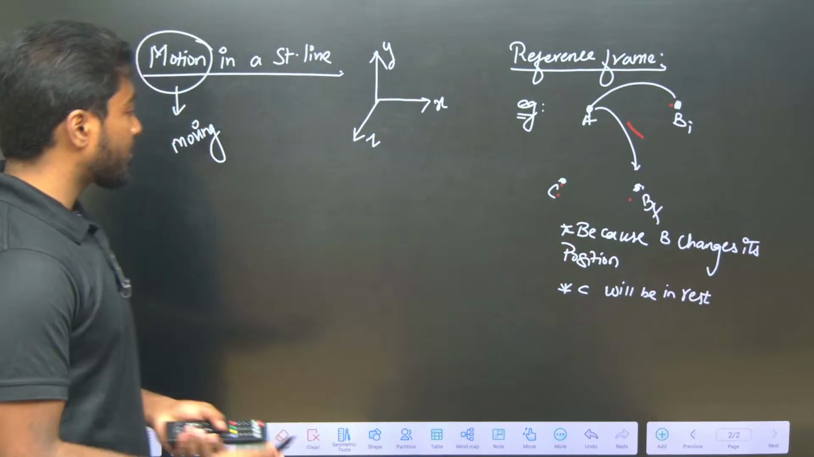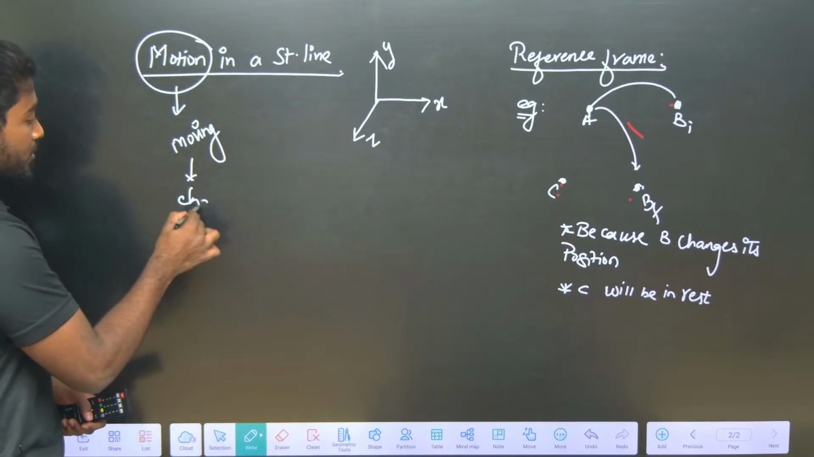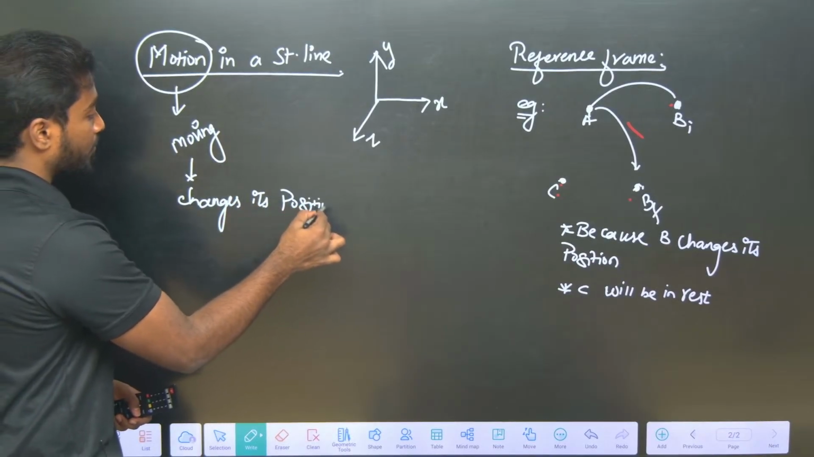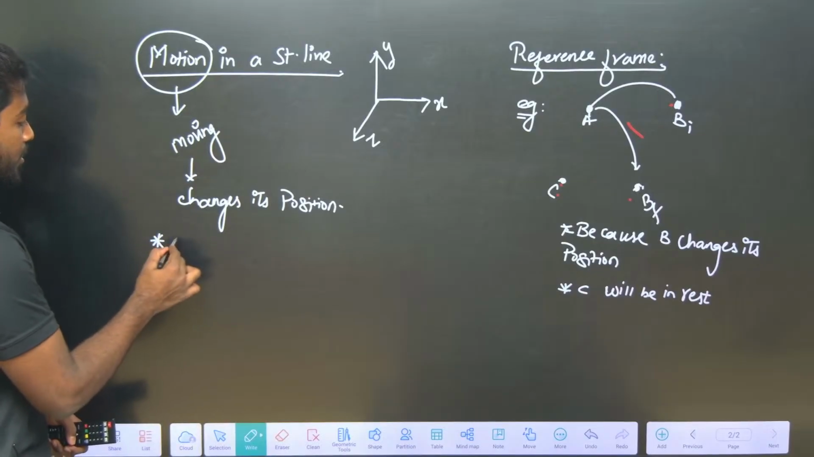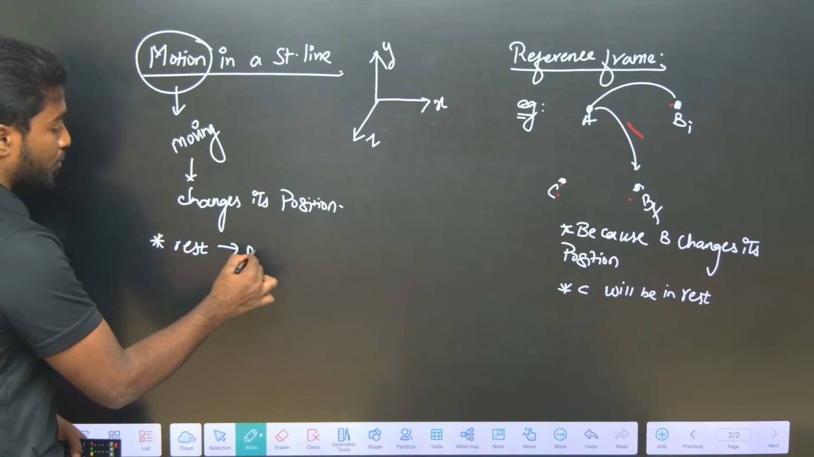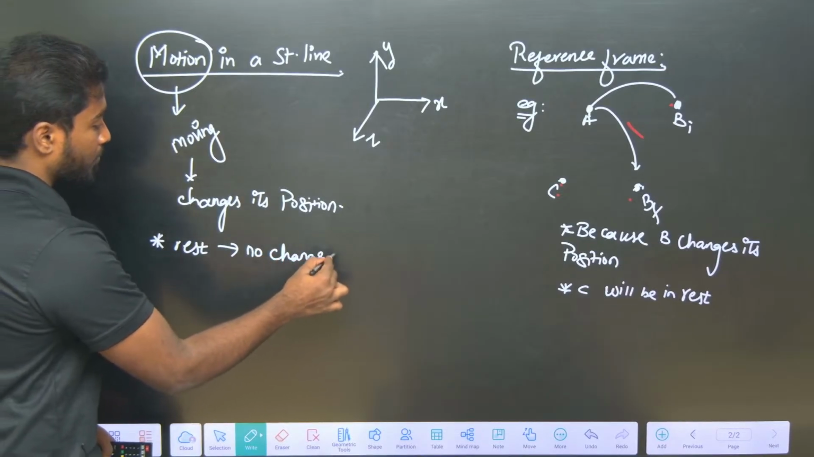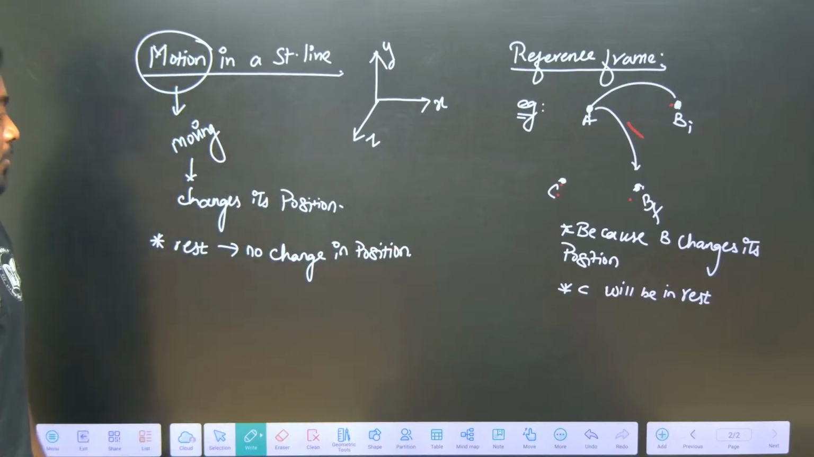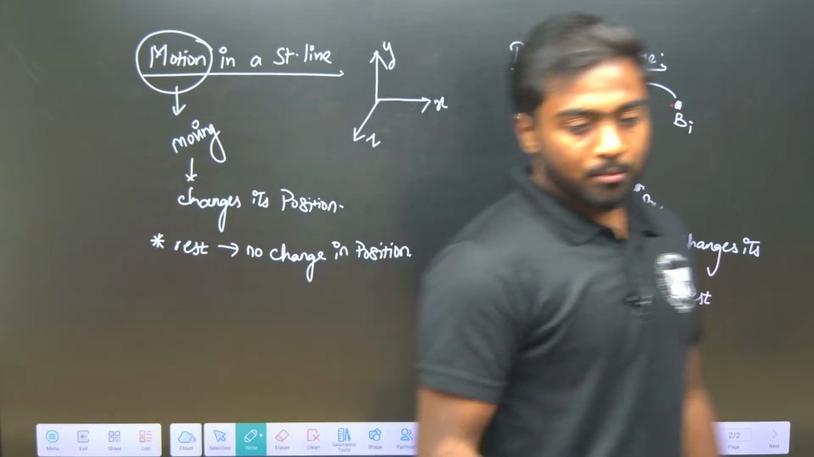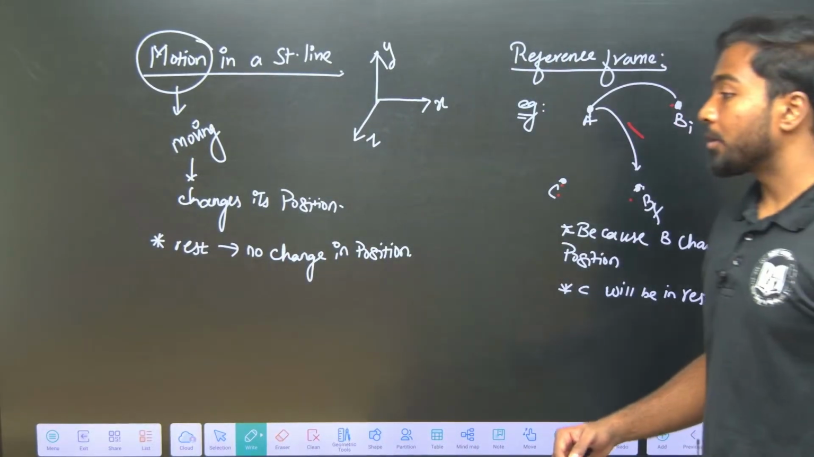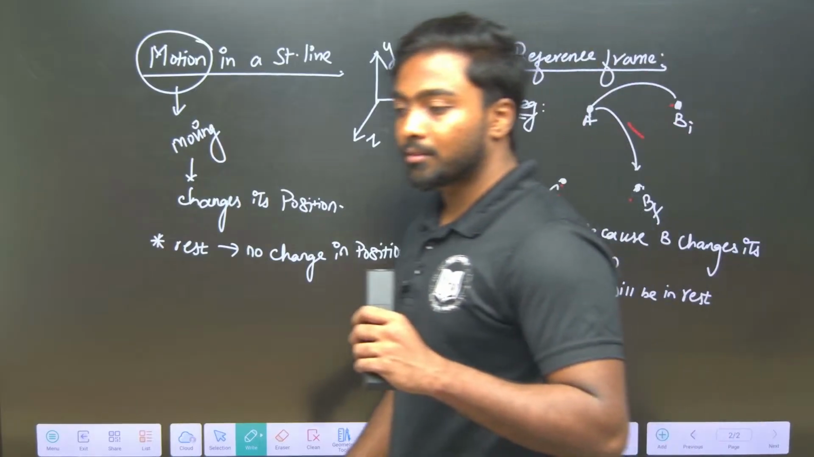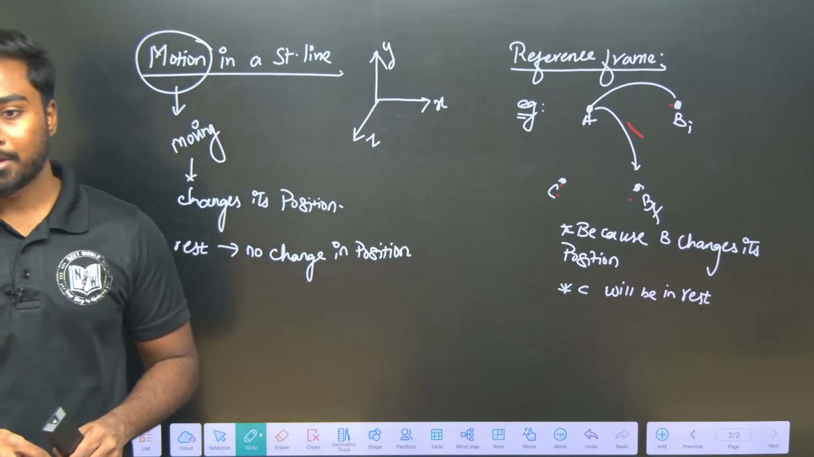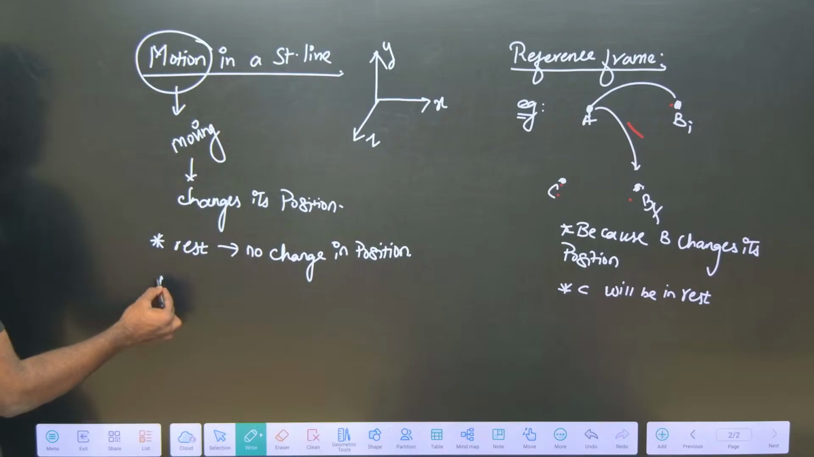Motion means the object changes its position, whereas rest means no change in position. Here we are going to deal with two important topics, that is inertial frame and non-inertial frame.